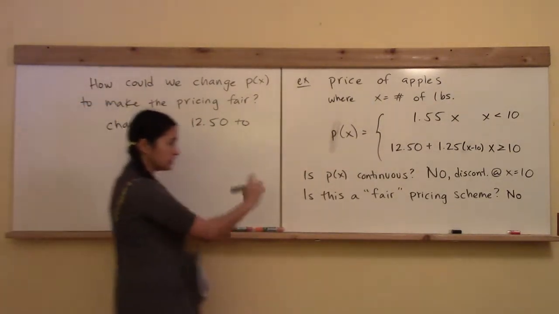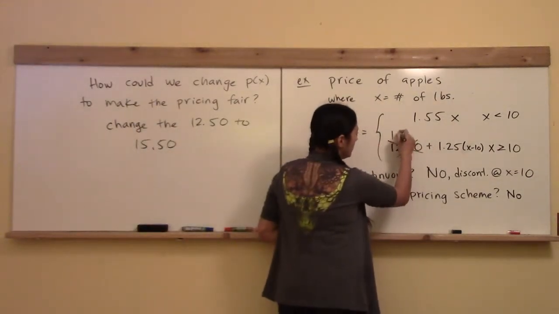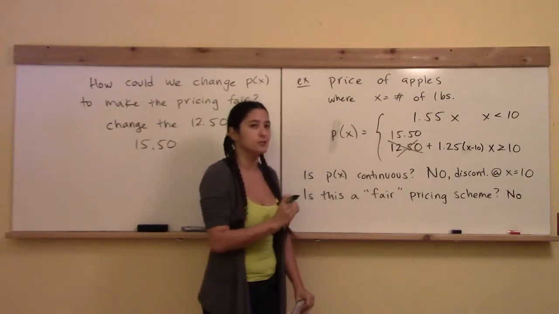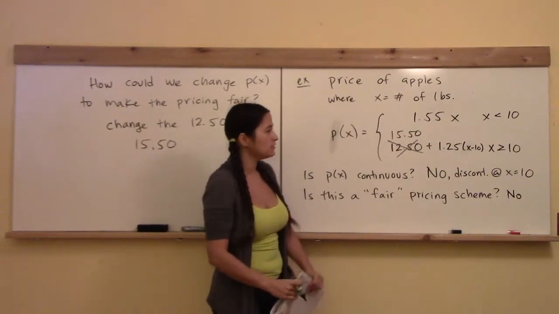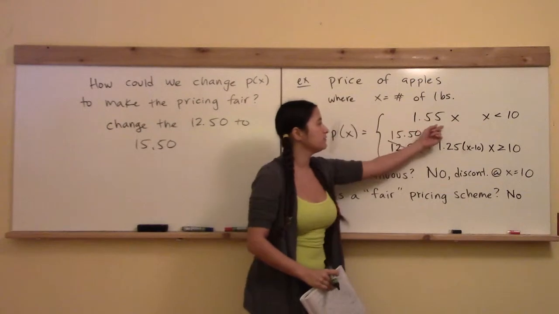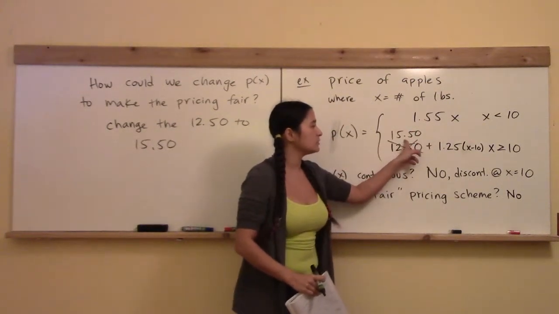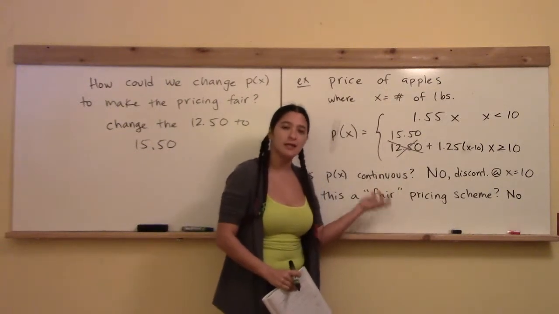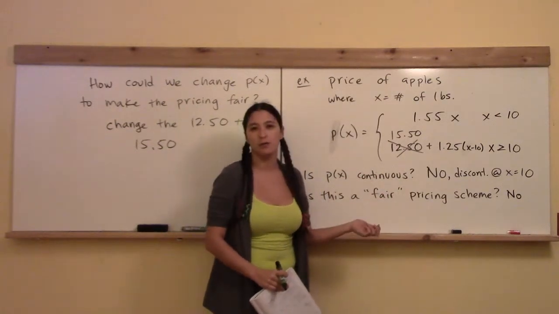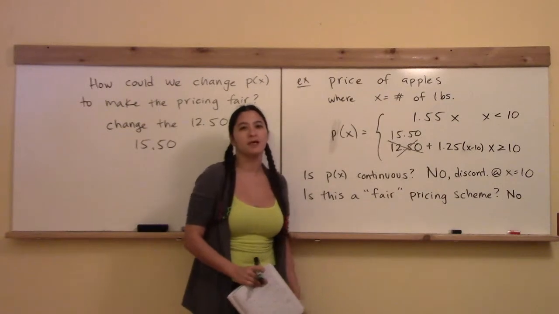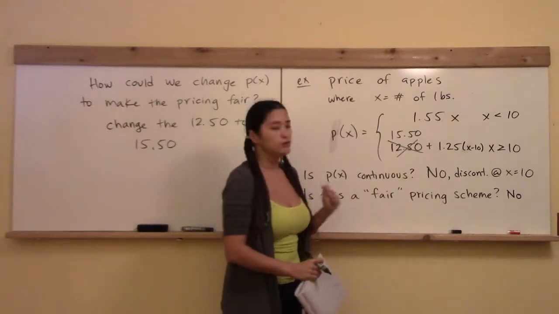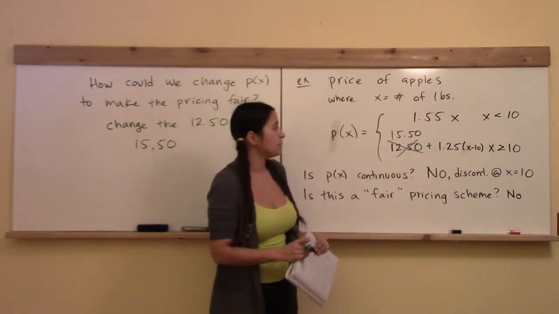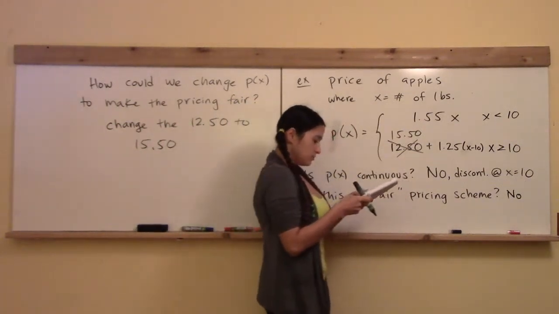If I made the change here, took away this 1250 and made it a 1550, notice that that was the limit as x approached 10 from the left direction. And then you came up with 1550 there. So then when x is equal to 10, it would also be equal to 1550. Then the limit would exist. Then the limit would match the function value at the point, and then it would be continuous. That's one way to make it fair. You can think up some other ways to make it fair as well, and you can go ahead and play with that as much as you like.